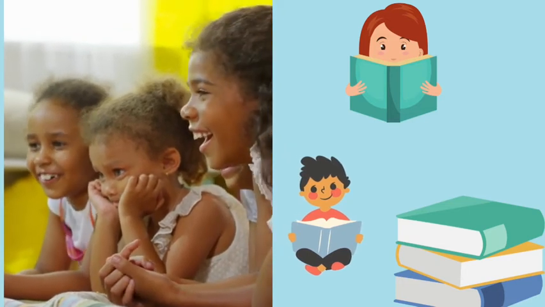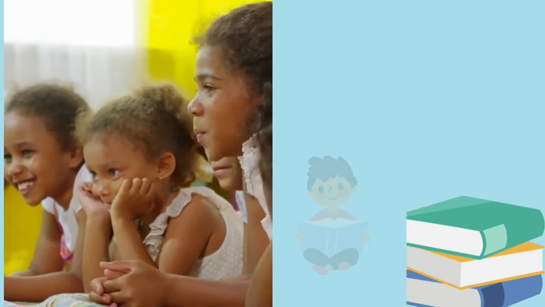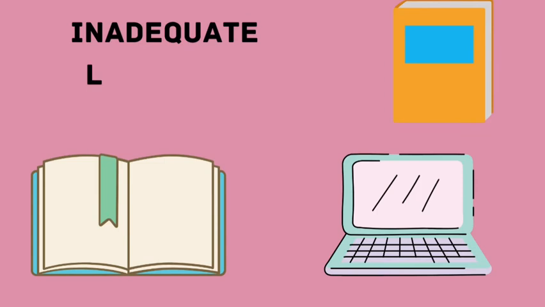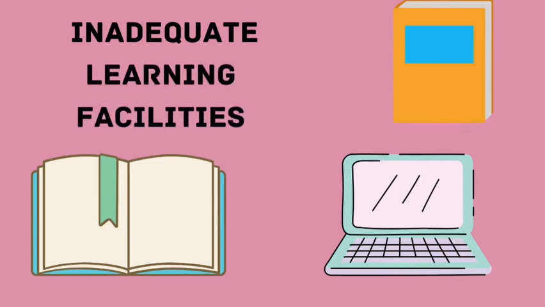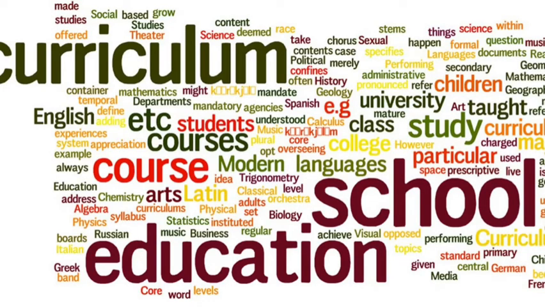All right. Then also we go back to the lack of or inadequate learning facilities. Like I said before, there are some schools where they do not have the necessary learning facilities to give room for an all-round education. For instance, the age we are in is an age of computers, but there are some schools that do not have computers to teach their children.